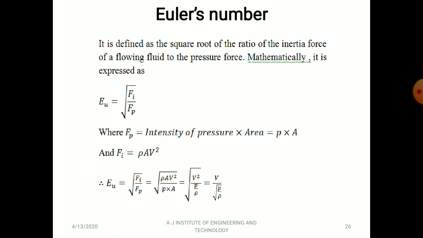So you can cancel the A term. That is equal to square root of rho V square divided by P. You can take rho to the denominator, so that becomes P by rho. Taking the square root of V square as V, it becomes V divided by square root of P by rho.